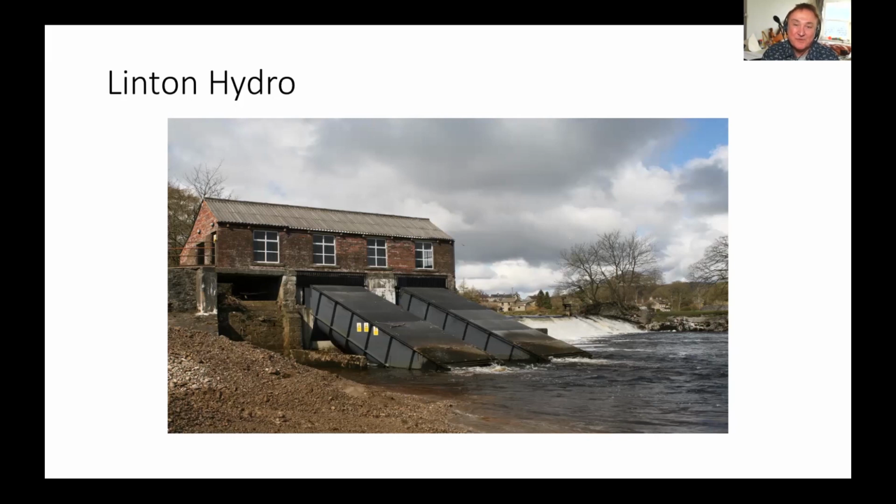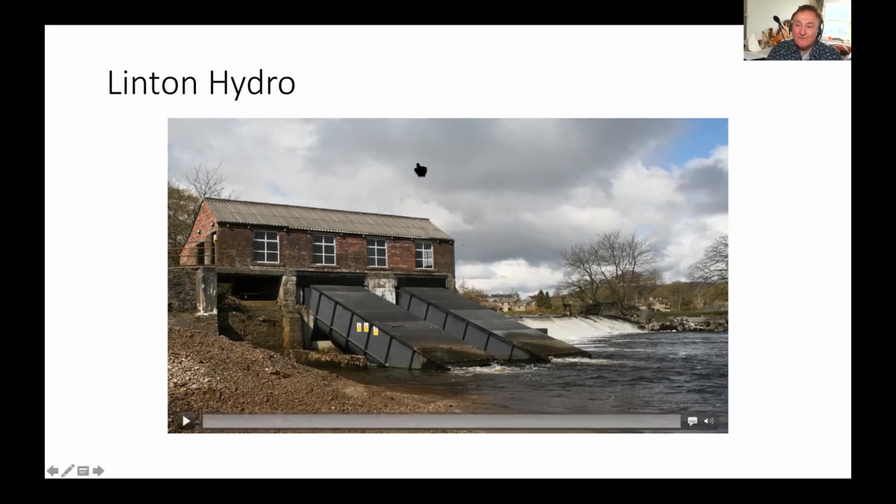There's one by the bridge between Settle and Grassington, and others around the place as well. So it was recommissioned in 2012, and these Archimedes screws, which are hidden in here, do actually make quite a lot of noise when you're there on the site. You'll hear a little bit at the end of the film, and they can now generate enough electricity to power 90 houses.